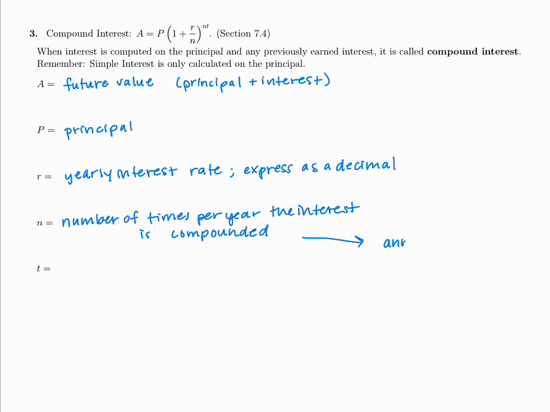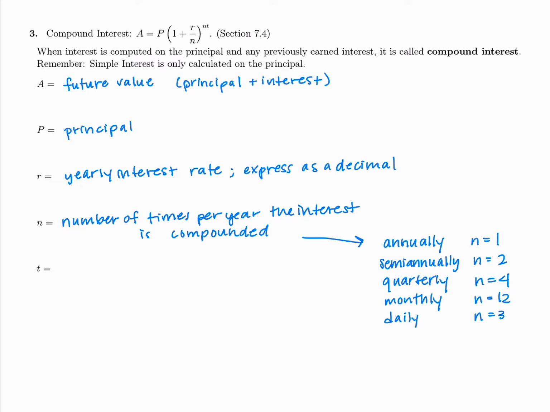So interest can be compounded annually. That means one time a year. So that is an n equals 1. It could be semi-annually. Semi-annually is twice a year. So here, n would equal 2. We could say something like quarterly. Quarterly would be 4 times per year, so n would be 4. We could say monthly. That would be an n of 12. We could say daily, an n of 365. So those are some common ones that come up for our n value.